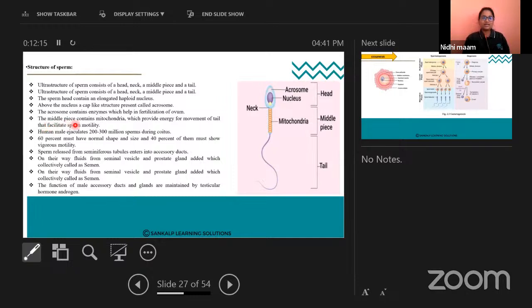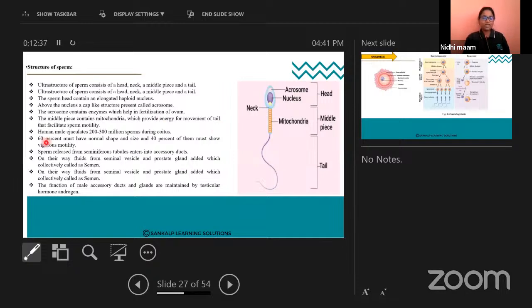The middle piece contains mitochondria, which provide energy for the movement of the tail, because the male sperm has to penetrate through the female reproductive tract and then it has to penetrate or fuse with the egg. It needs energy for that, right? So the mitochondria will be providing that energy for the swimming or the movement.